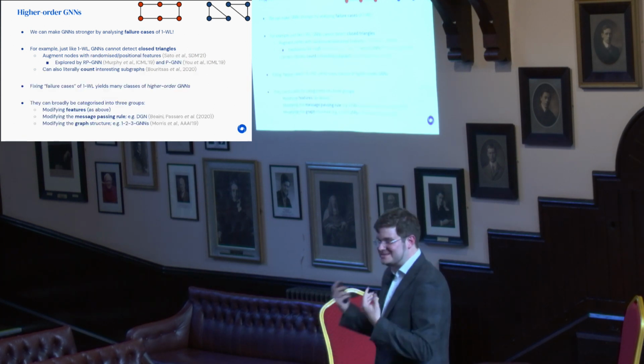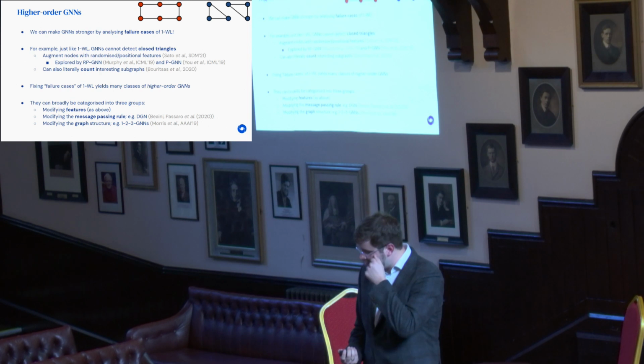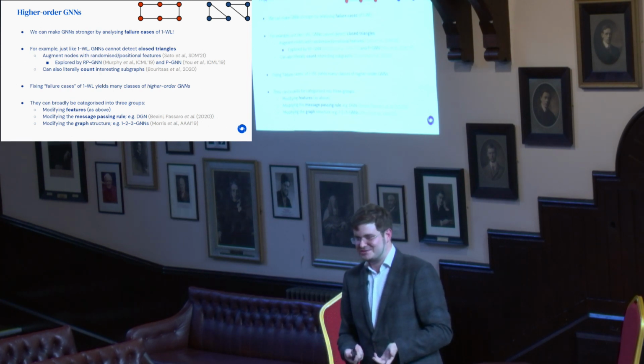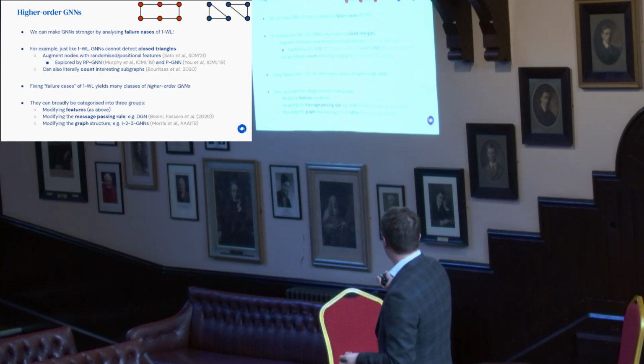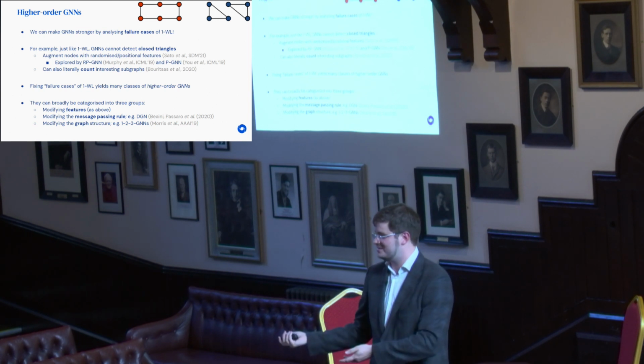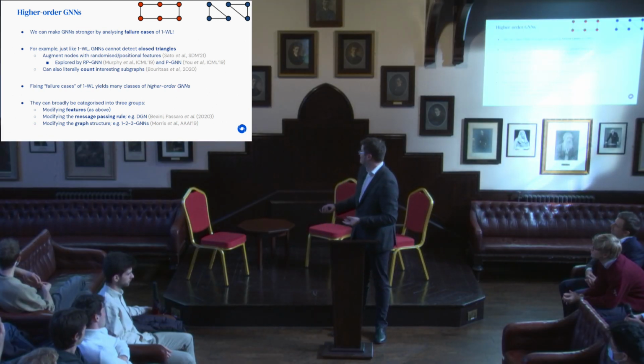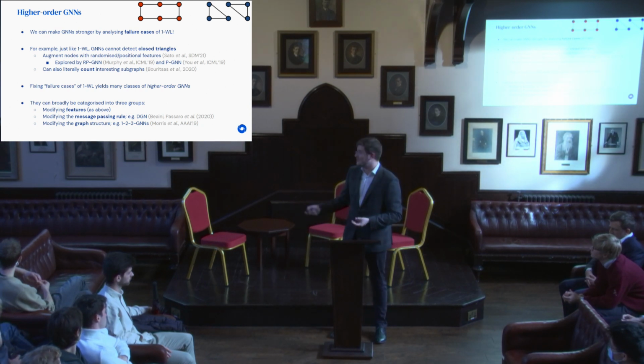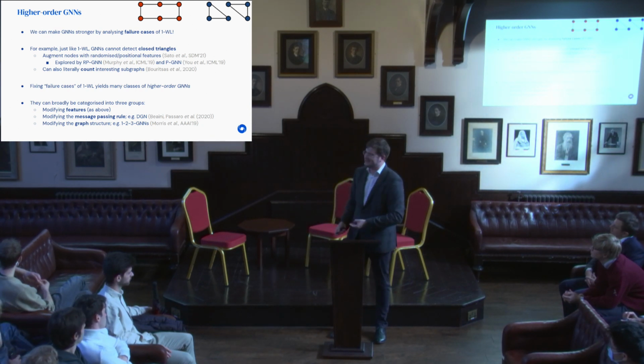So this is just one very simple example in a series of examples. According to the suggestion we heard just now, you can literally even pre-compute subgraphs of interest and put them as features, right? And basically whenever you fix a failure case of the Weisfeiler test in this way, this gives you a class of higher order GNNs.